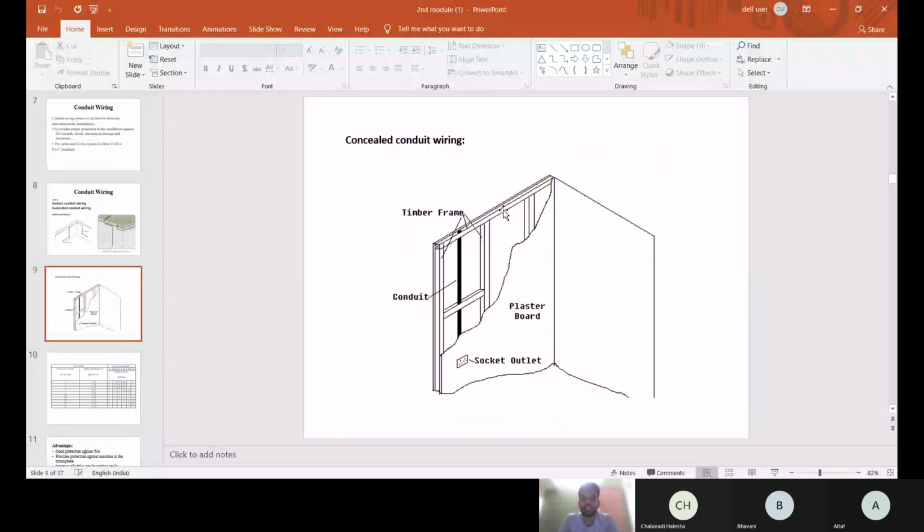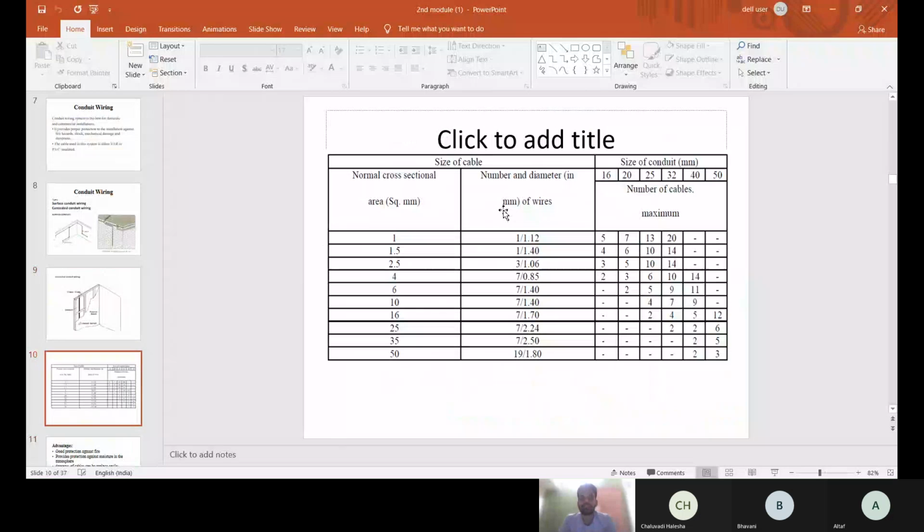Okay, this is a chart. This chart shows the cross-sectional area of one small conduit size, the number and diameter of wires, and how many wires can pass through that conduit. The sizes are 16, 20, 25, 32, 40, 50. These are the different conduit sizes based upon our requirement of size of cables, and based upon that we need to decide the size of the conduit.